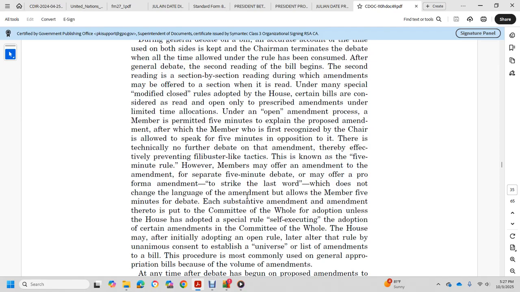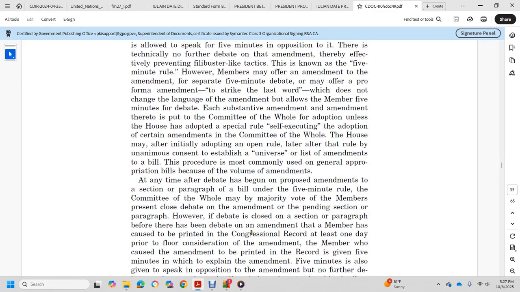The Committee of the Whole and the House may adopt a specific rule providing self-execution and adoption of a certain amendment. The House may initially adopt an open rule and later alter the rule by unanimous consent, establishing an orderly list of amendments to the bill, which is the most commonly used procedure in the general operation of a bill.